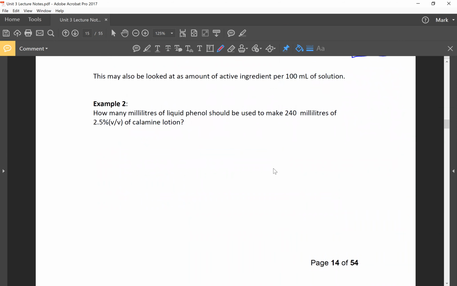All right, let's look at some examples. This is pretty easy. Of course, example number 2, they switch it around a little bit. How many milliliters of liquid phenol should be used to make 240 milliliters of calamine lotion? Now, we're making this. This is my solution. This is my total. We're making 240 milliliters.